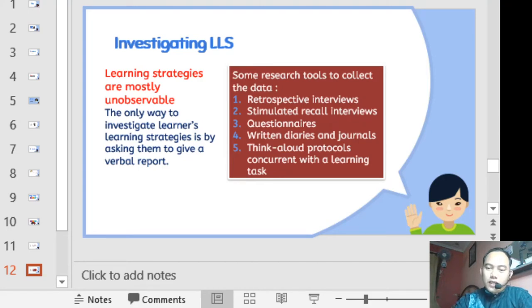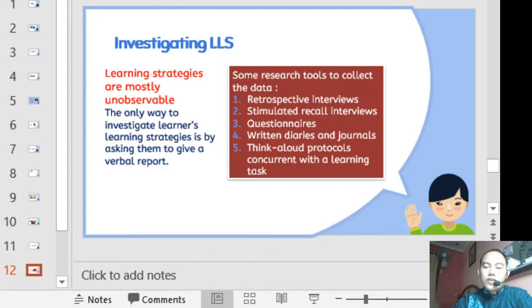Investigating language learning strategies. Learning strategies are mostly unobservable, though some may be associated with an observable behavior. For example, a learner could use selective attention, the unobservable, to focus on the main ideas while listening to a newscast, and then could decide to take notes, observable, in order to remember the information. In almost all learning contexts, the only way to find out whether students are using learning strategies while engaged in a language task is by asking them relevant questions or verbal report.